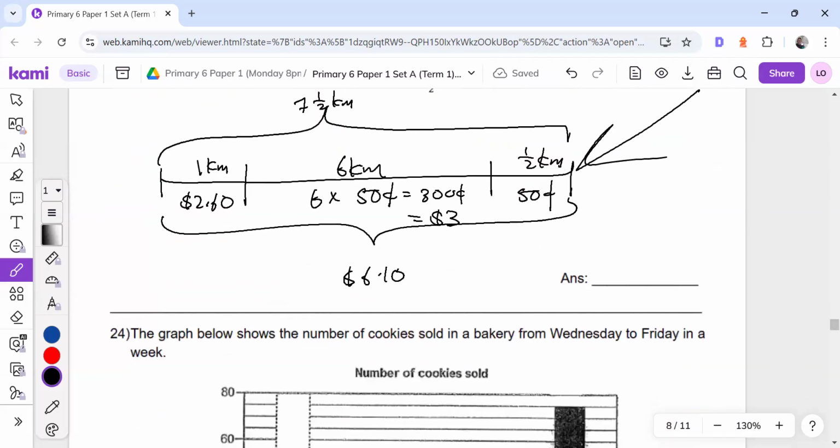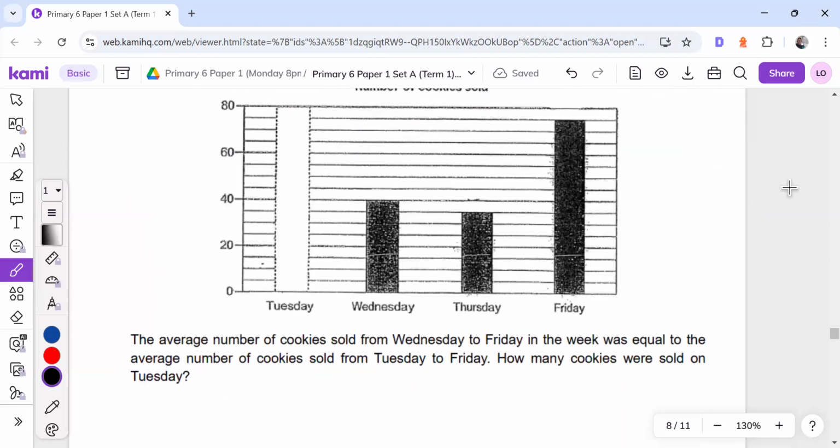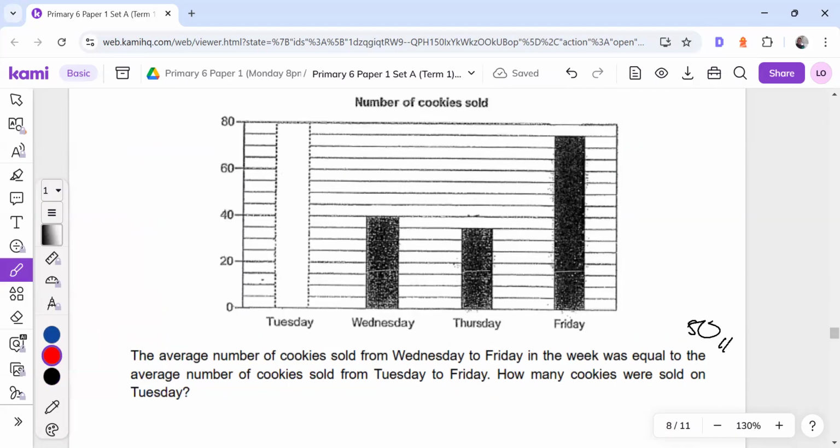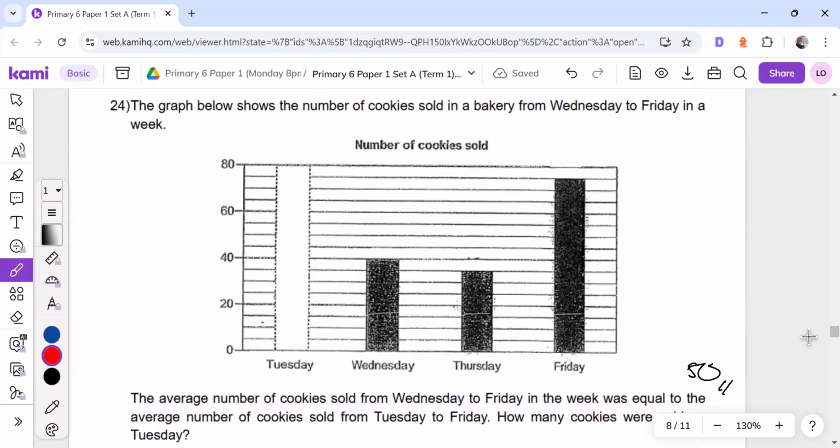Question 24. Okay, this one is average, and your answer is 50. Okay, how to get 50? Step one: you see a bar graph, you see a line graph, you need to count the gaps. Four gaps, 4 units, and 4 units is 20. 1 unit is 5. Always count the gaps before you solve. Wednesday, 40. Second step, put the numbers on the bars. 35 and 75. Okay, can solve already.